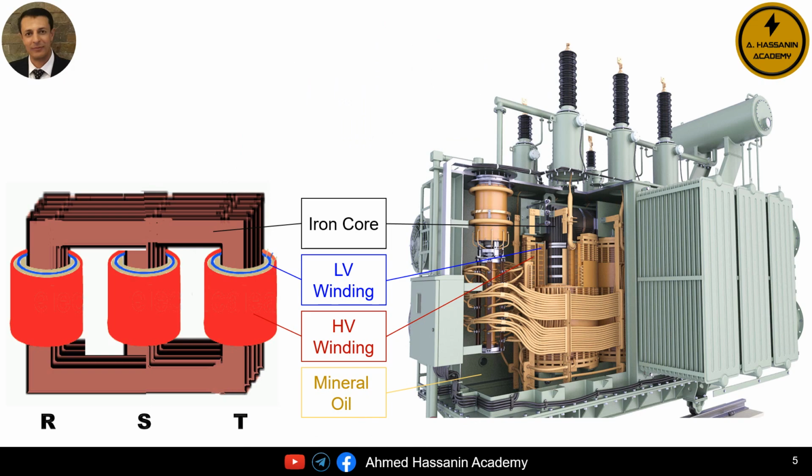Naturally, everyone knows that the main components of the transformer are the iron core, the high voltage windings, the low voltage windings, and then the insulation system inside the transformer, especially the mineral insulating oil. Of course, the insulation system has the function of providing insulation between the iron core and the low voltage windings, between the low voltage windings and the high voltage windings, and between the high voltage windings and the transformer tank or the main transformer vessel.